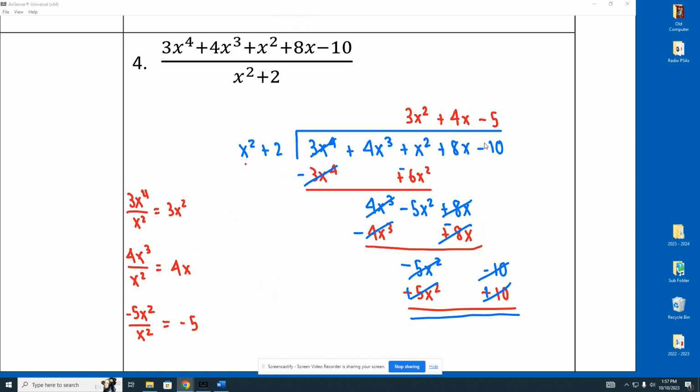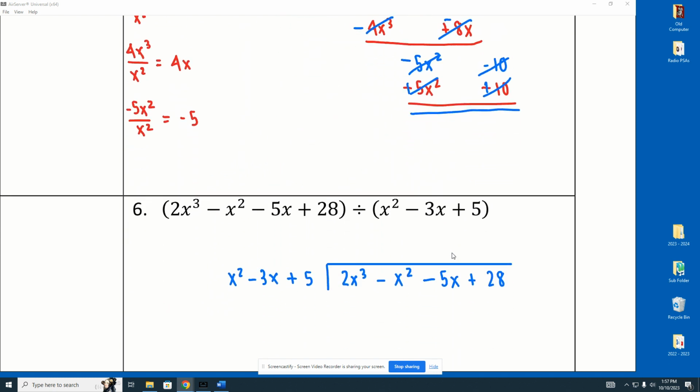Our answer was simply 3x squared plus 4x minus 5. So a little different there because of how that gap kept being left, and those values still had to drop down. So I wanted to show you that one because it was a little different than any that we'd seen.